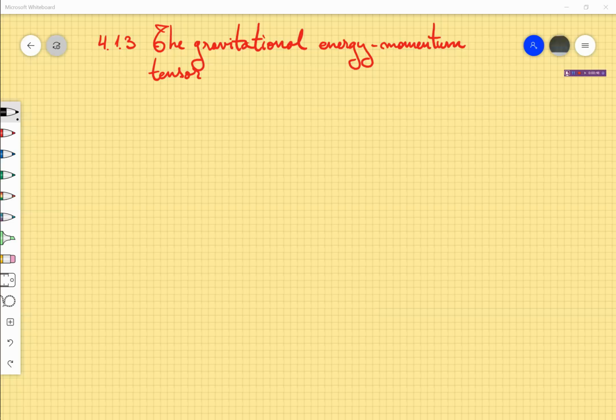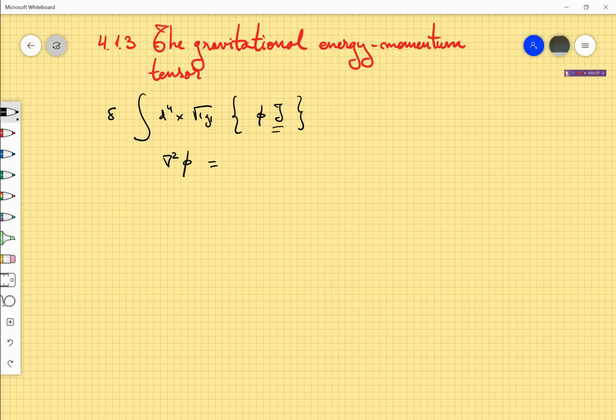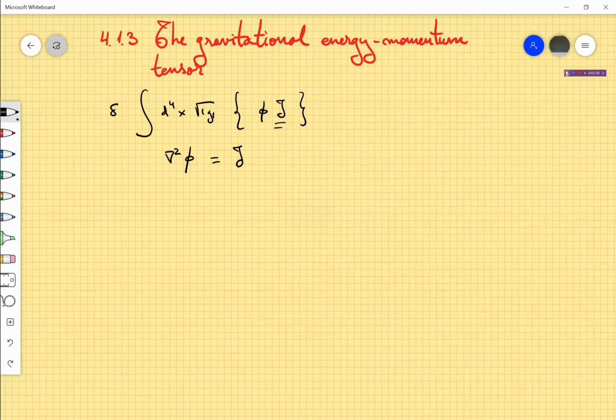Let me explain this a bit better. Typically, if you have a scalar field and you have a term in your action, now covariantized, of the form phi times j, added to the rest of the action, this j can depend on other fields or whatever. What you find is when you vary this term, you add to the equation of motion, multiplied by the square root of g, a term proportional to j, that you can write in the right hand side of the equation.